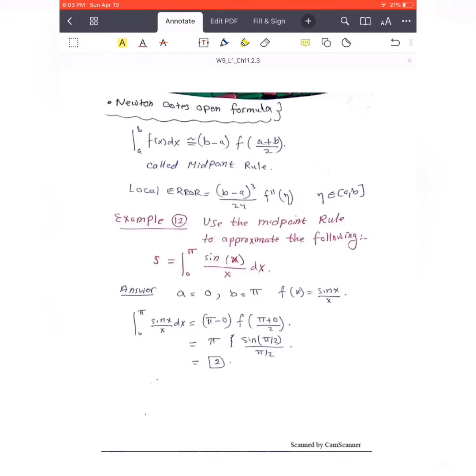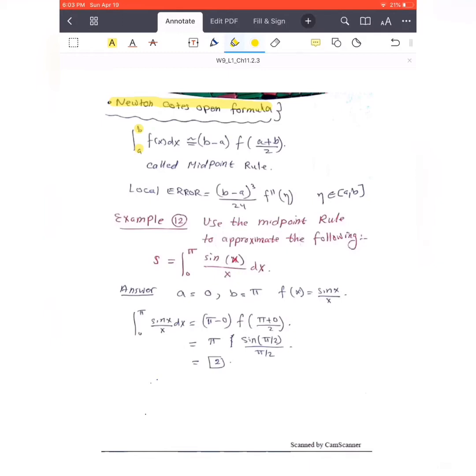So today we'll talk about Newton-Cotes open formula. What is the difference between open and closed? It was closed before. The reason is that it was closed, including A and B. Now we would like to not include A and B.